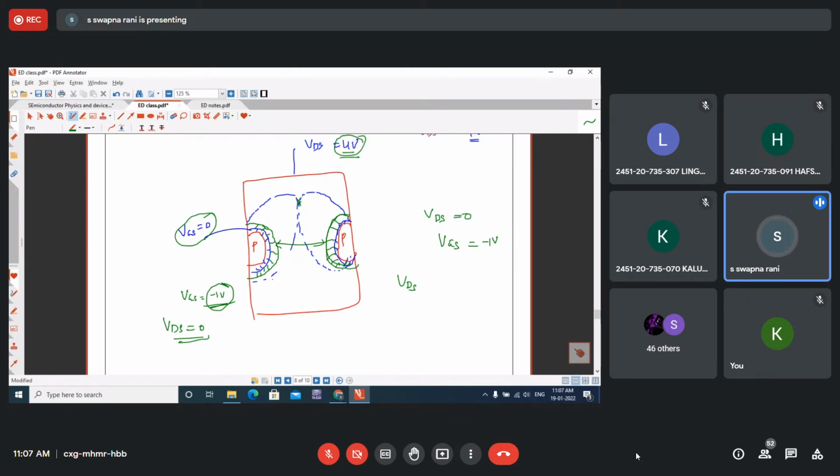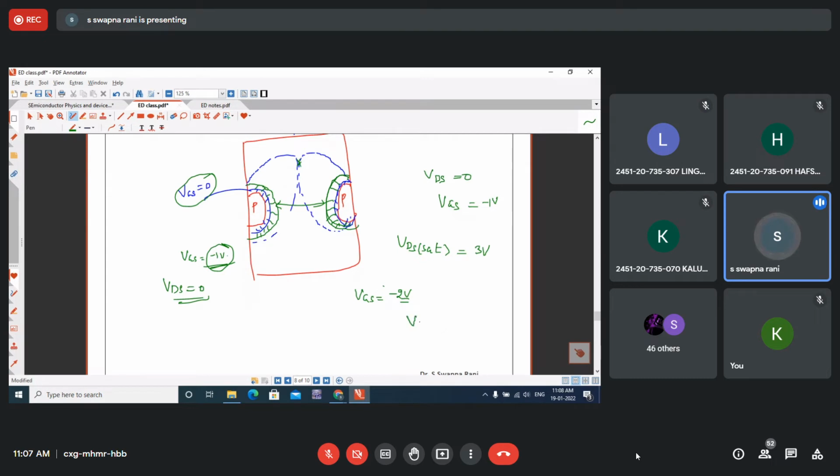Now see, we have already given -1 volt. So the pinch off will occur at 3 volts. Now suppose I have given VGS -2 volts. How much voltage is required for pinch off to occur? VDS sat is how much? 2 volts. Suppose I have given VGS -3 volts. At what voltage will pinch off occur? 1 volt.